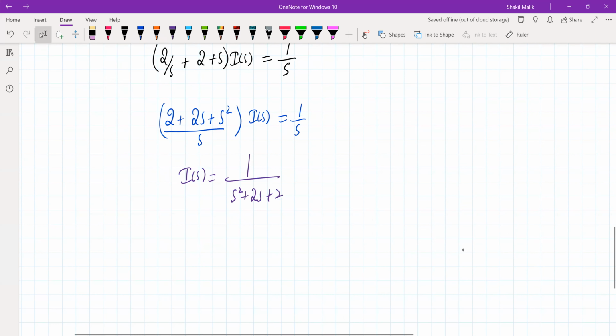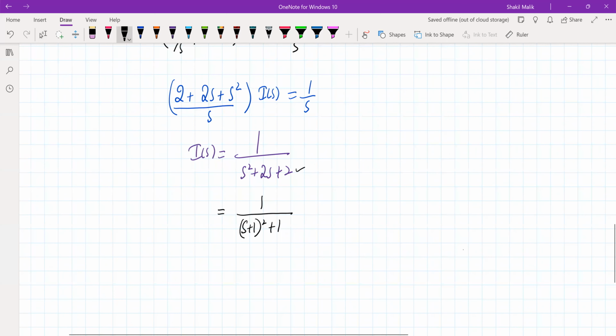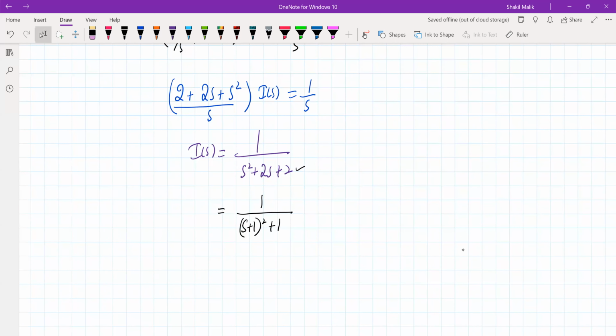So to determine I of t, we have to take the inverse Laplace transform. So I will bring it in one special form. So I will write it 1 divided by S plus 1 whole squared plus 1. You can check this will be equal to this, right? S squared plus 2S plus 2 is simply S plus 1 whole squared plus 1. So I will write it like this. So this is I of S.